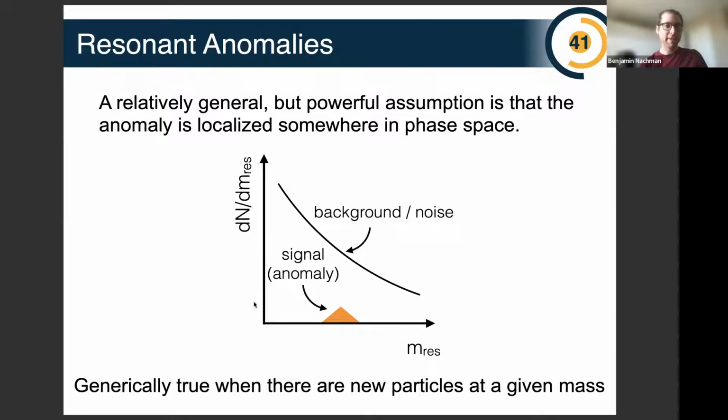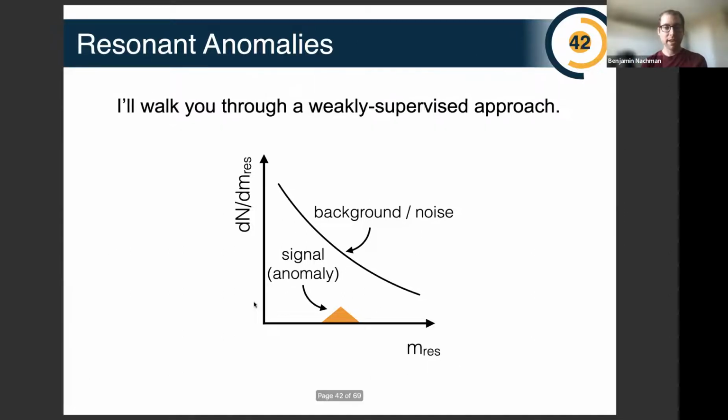It could be steeply falling or whatever, but the point is that it has no features in the range that we're trying to explore. So this assumption is generically true when there are some new particles, and the new particles have a well-defined mass. The point is that the particles will be resonant at the mass of the particle, mres. Okay.